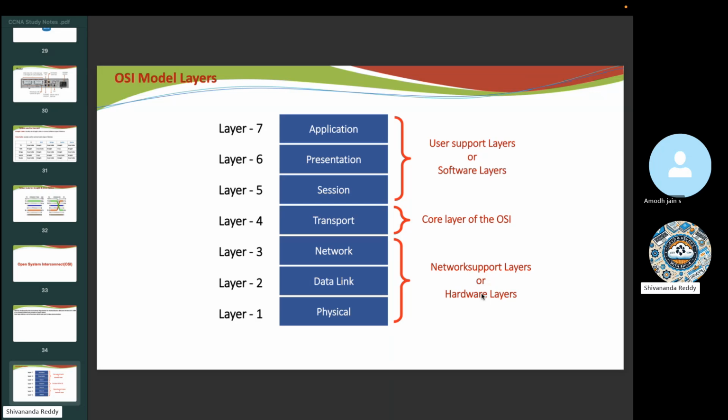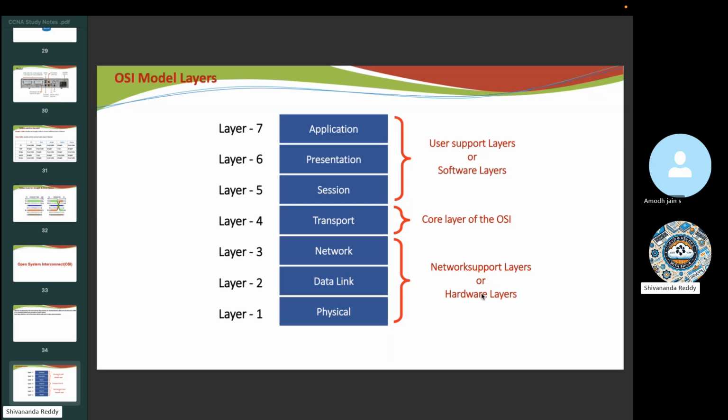The network layer is something like a big boss for the remaining two. All together, people call these the network support layers or hardware layers. These three contain only the hardware components: hub is a hardware component, switch is a hardware component, and router is a hardware component, right? Together they are called network support layers.